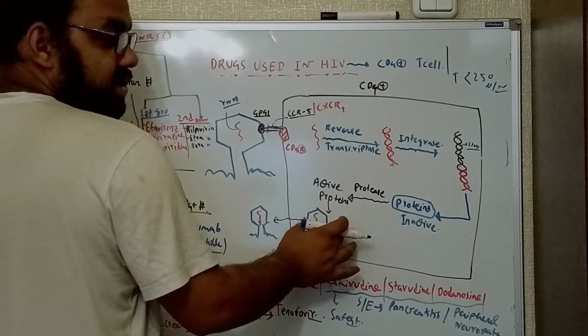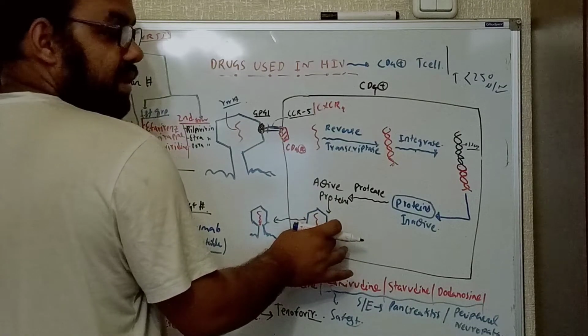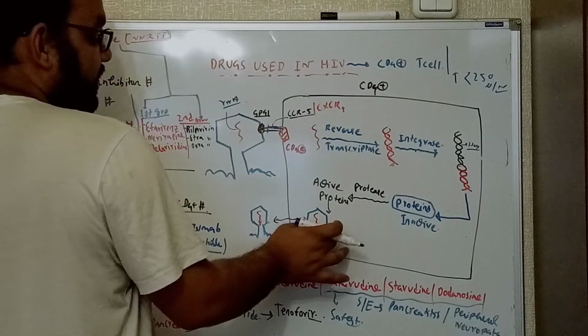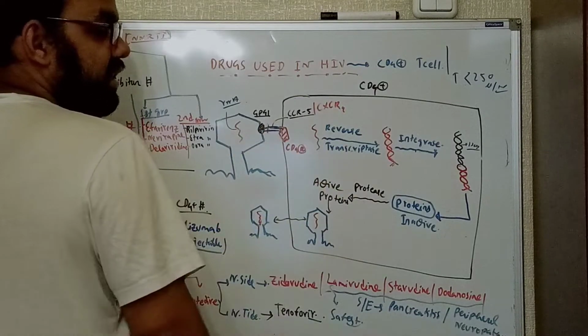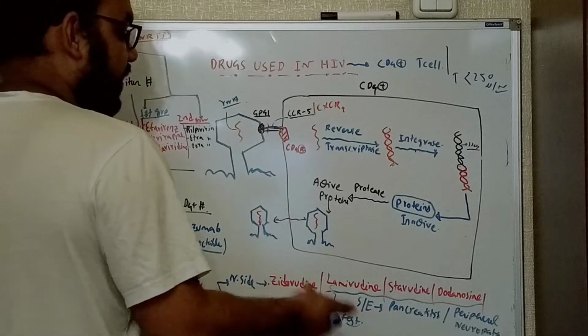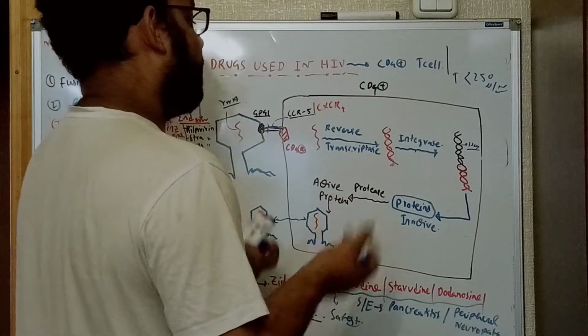Now all the structures are there, so there is no problem to form the new virus. Now the new virus has been formed. It will be easier for the viruses to get out, and they will infect other healthy CD4 positive T cells. Doing it like this, they will decrease the number of T cells. As a result, we will see immune suppression.